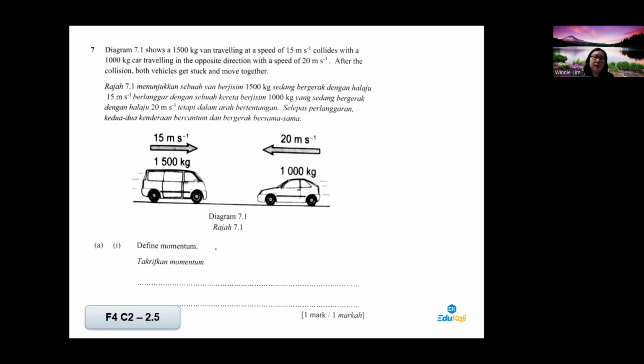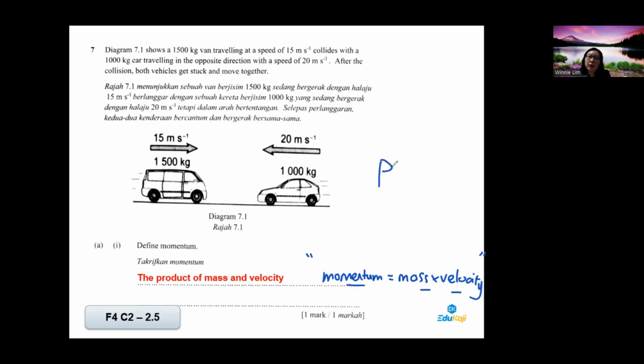So A1, define momentum. So momentum is what? The product of mass and velocity. Simple idea. You can write in terms of formula way, or you can write in sentences. Formula way means you can write like this: momentum equals mass times velocity. If you want to use formula way, you cannot write like that only, provided you define P is what, M is what, V is what.